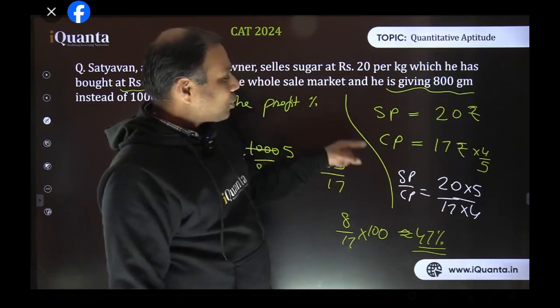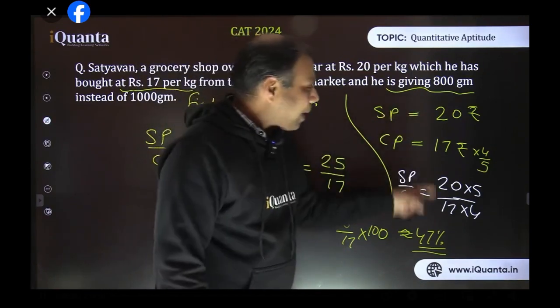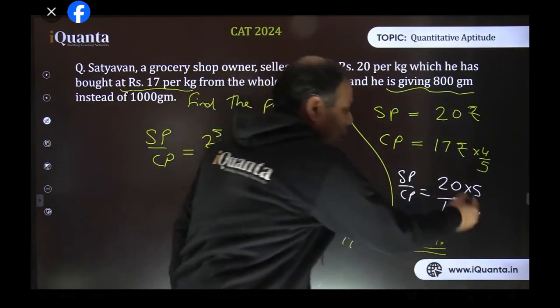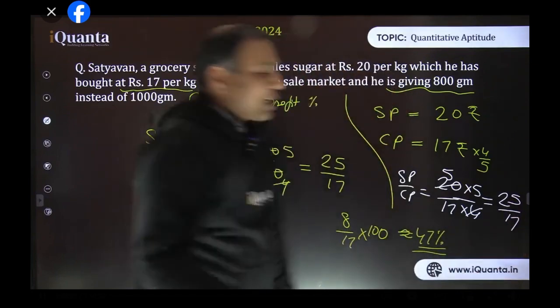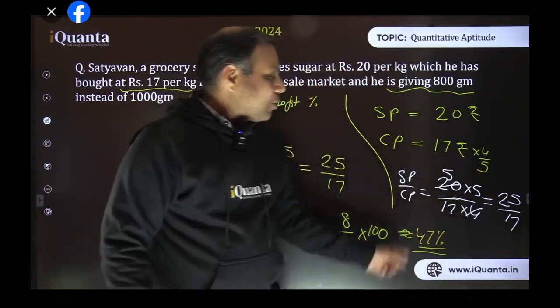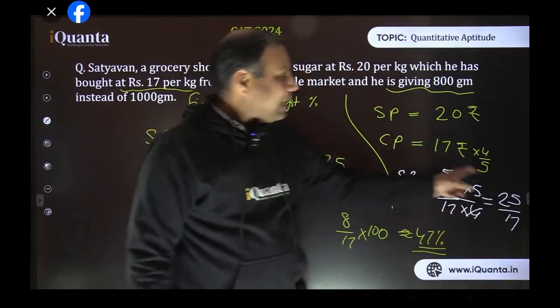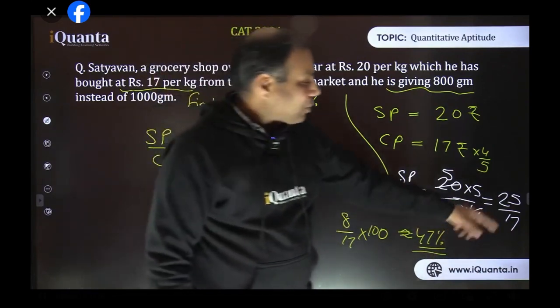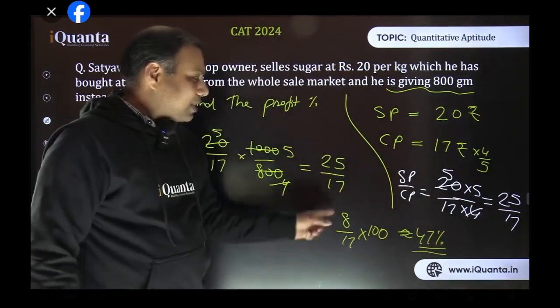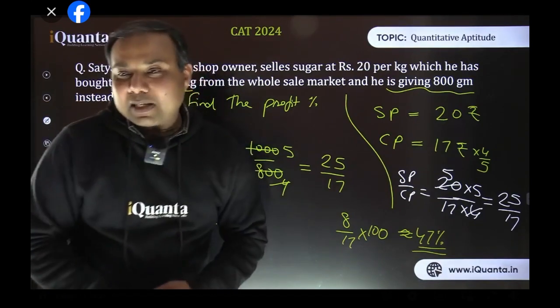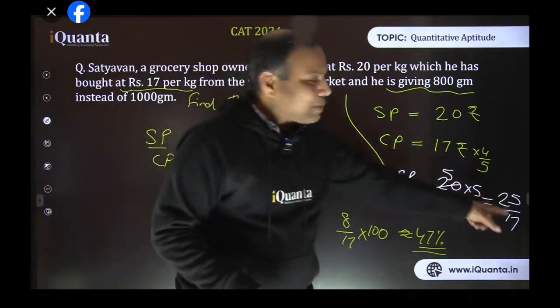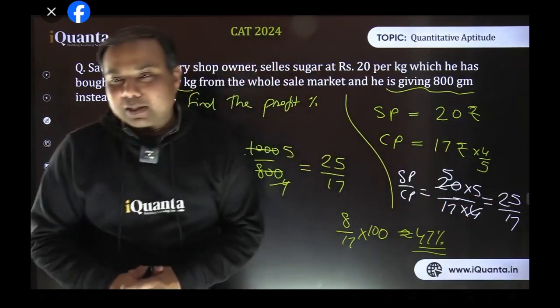So if I take the ratios of SP and CP here, what I'm going to get is 20 upon 17 into 4 by 5. Fine. On simplification, 4 5s are 20, and that is 25 by 17. Now whatever calculation you are supposed to do, do it now. You are selling goods worth rupees 17 at a selling price of 25, so you're making a profit of 8 out of 17. Same thing, you reach 8 by 17 into 100. This ratio tells you that you're selling goods worth rupees 17 at a selling price of 25 rupees, isn't it?